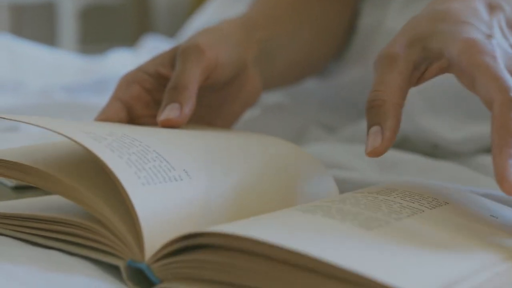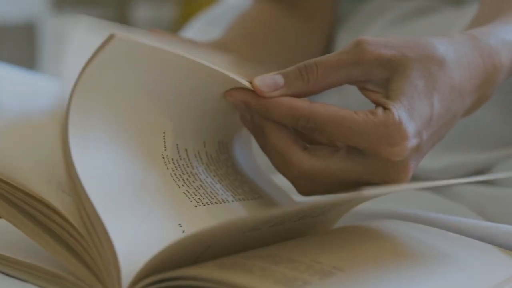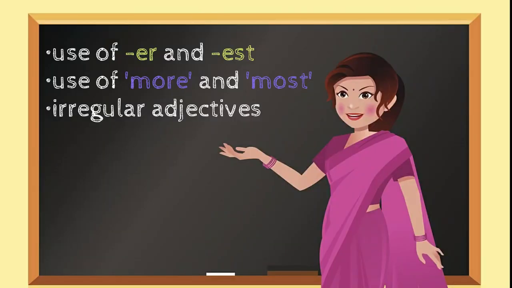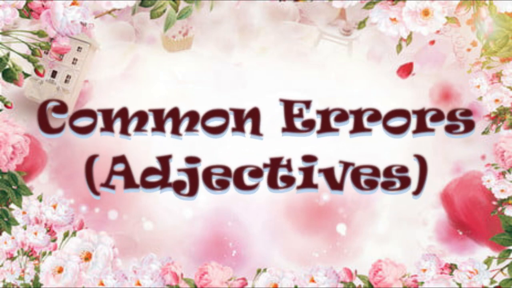In the previous session, we had dealt with the degrees of comparison of adjectives, with the use of -er and -est, more and most, and also some irregular adjectives. In this session, we would be going through some common errors, the errors that we generally make while we use adjectives. Let us have a look at some sentences.